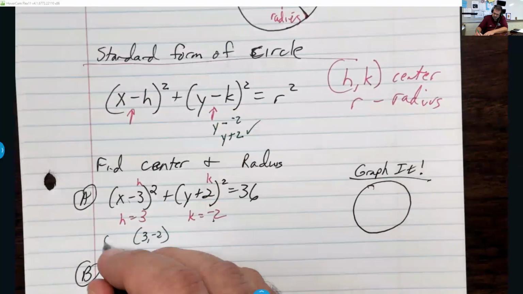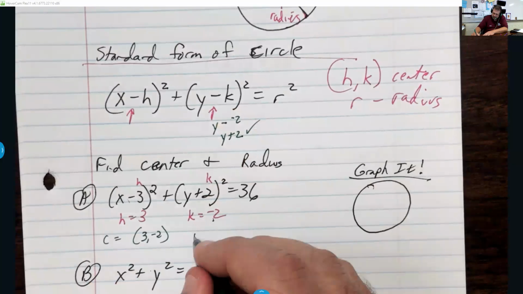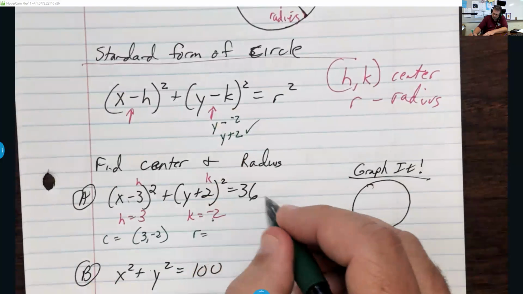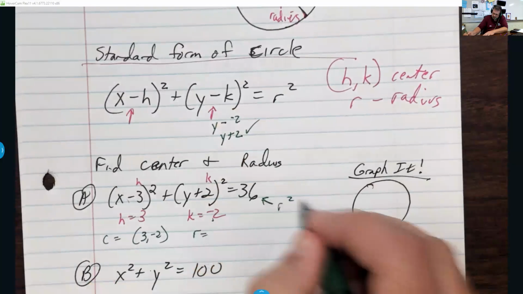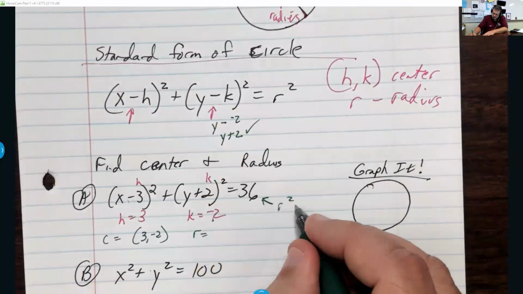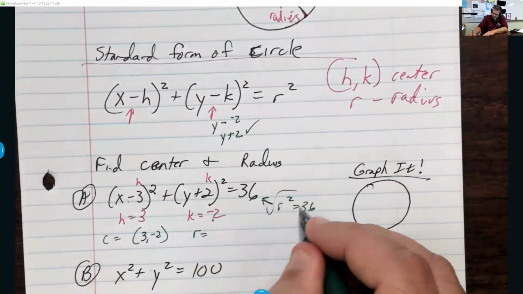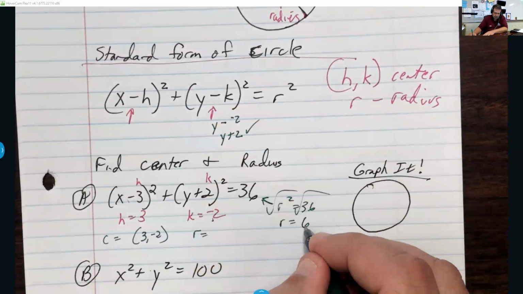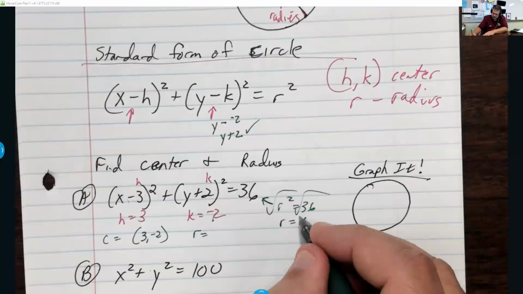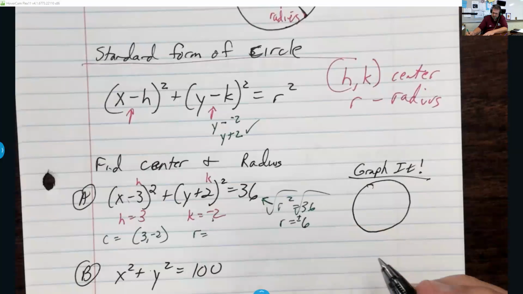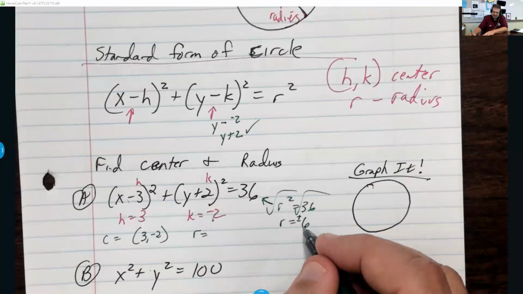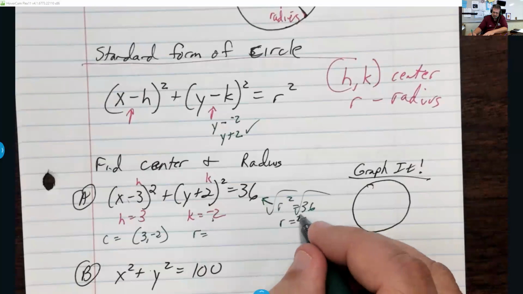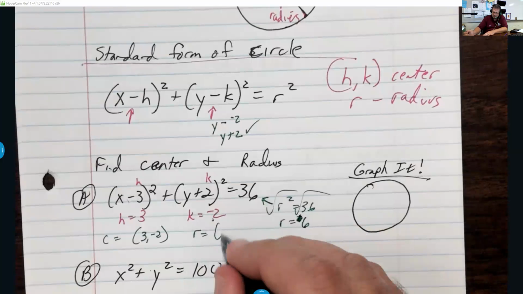There's my center. The radius comes from this, but this is r squared. So if r squared is equal to 36, then the radius has to be 6. Now, granted, it should be plus or minus 6. However, distance is always positive. So it's going to be a radius of 6.